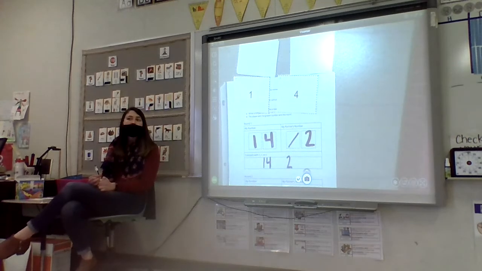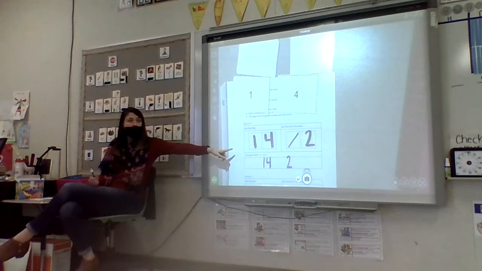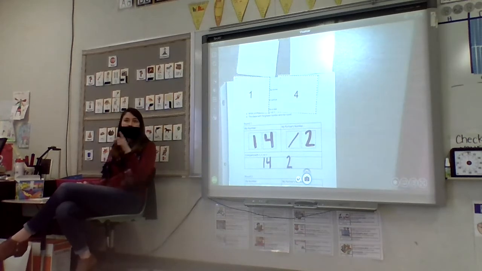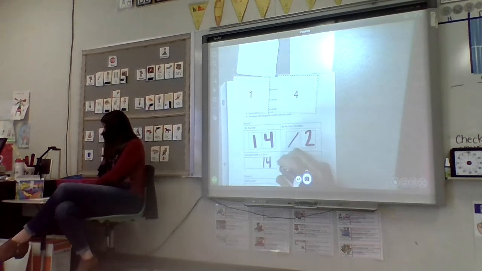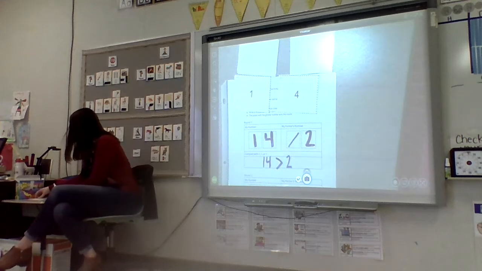So blank is greater than or less than blank. So 14 is greater than or less than 2. 14 is less than 2? It's greater than. So which way is the alligator going to point? Cora? Towards the 14. Okay. Does that make sense? Yeah. Okay, I'm going to play again.